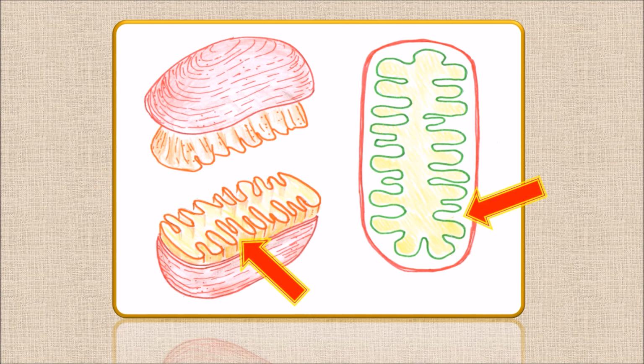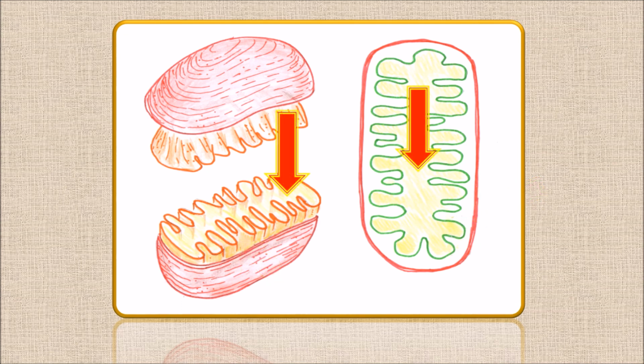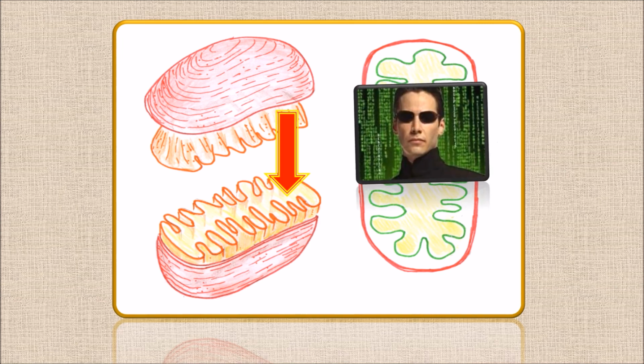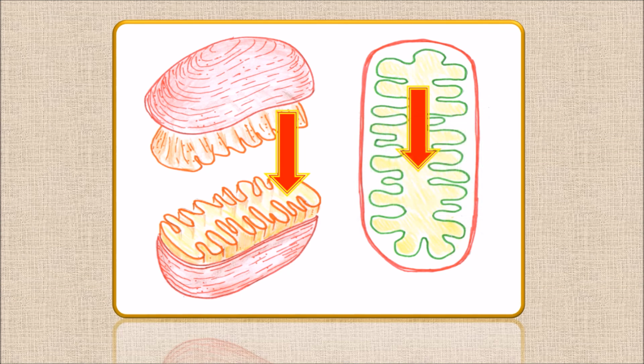Between these two layers, there is the intermembrane space, while the volume enclosed by the inner membrane is called the matrix. The matrix has an important role in the production of energy and also contains the mitochondrial DNA, the mitochondrial ribosome, and the molecular machinery to produce its own RNAs and proteins.